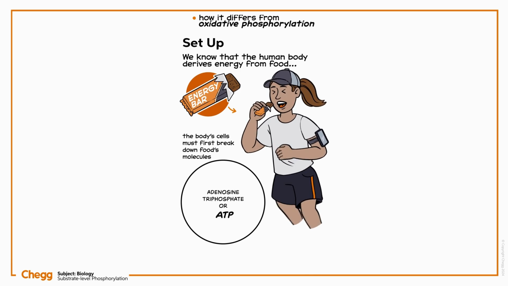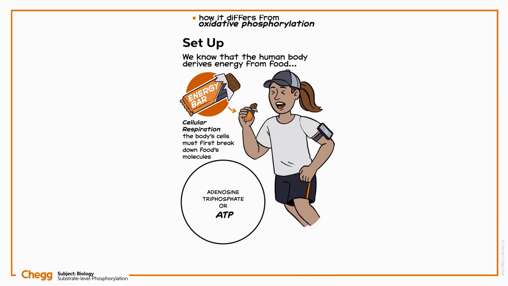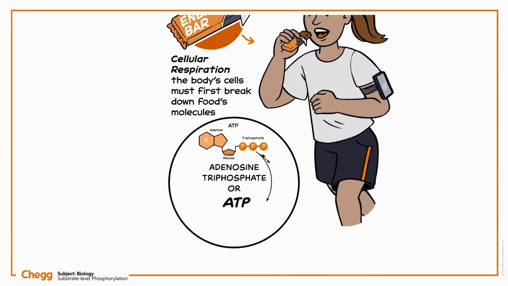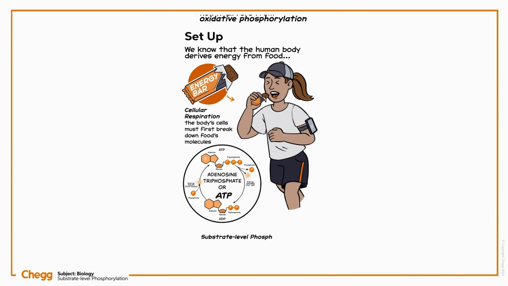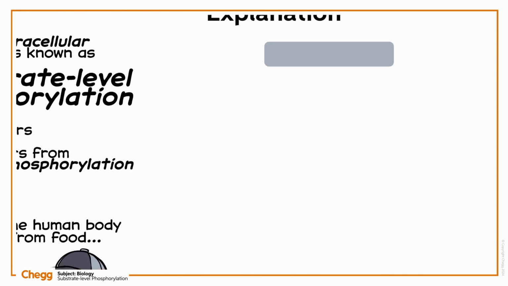This process is called cellular respiration. When energy is required, ATP's high-energy phosphate-to-phosphate bonds can be broken to release energy. Substrate-level phosphorylation is one crucial mechanism by which cells generate ATP. Let's take a closer look.